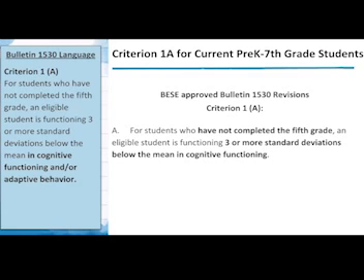What this means is that IEP teams are no longer able to apply adaptive behavior scores to meet the eligibility requirements set by subsection A to the first criterion. Students who have not completed 5th grade only meet this first criterion if they have a score of 3 or more standard deviations below the mean on a cognitive assessment.